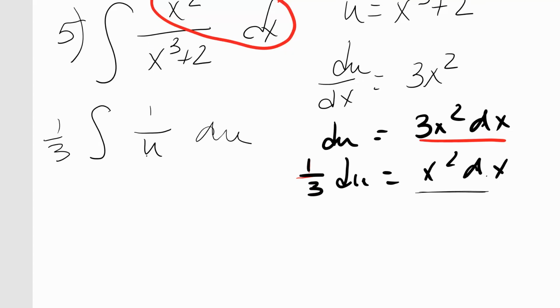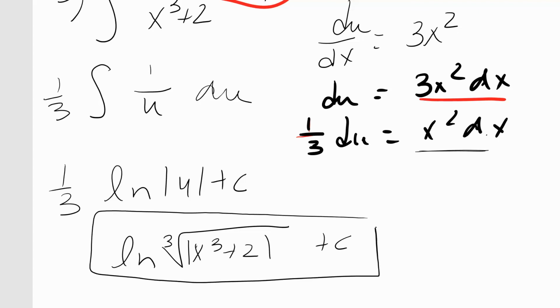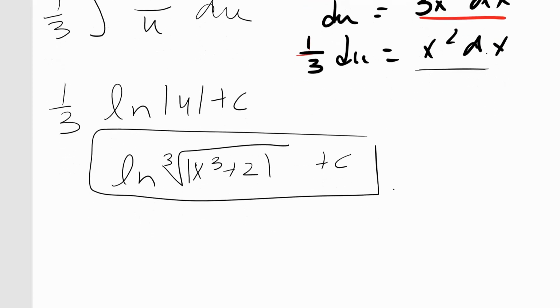So that is typically what I like to see when I'm integrating. So I get 1/3, the integral of 1 over u du is the natural log of the absolute value of u plus c. Clean it up. That becomes the natural log of 1/3 becomes the exponent. 1/3 as an exponent becomes cube root of u. U is x cubed plus 2. Absolute value of that, all of that, plus c. So that's what I'm looking for. Alrighty. Skip on to number 8.